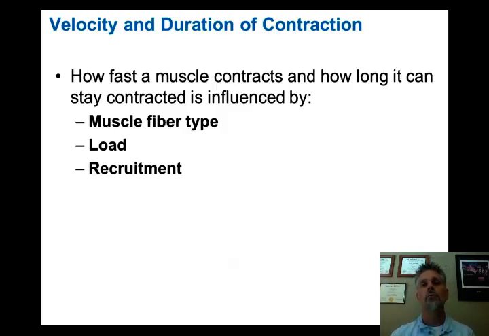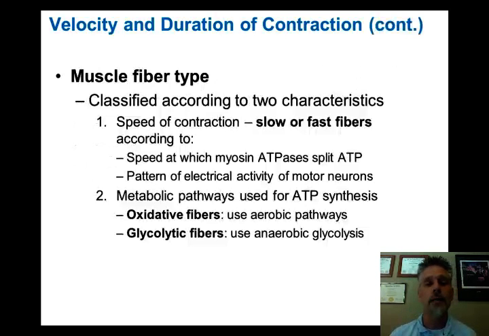Okay, so we talk about the force it can produce, how long it can act, and how fast it can contract as well. These things have to do with muscle fiber type, the load, and the recruitment. The muscle fiber type is interesting because remember, muscle fibers are muscle cells. So a muscle fiber and a muscle cell is the same thing. And in fact, there are different types of muscle cells. There are two characteristics which get them classified. There are either fibers that are slow or fast twitch fibers, and there are fibers that are called oxidative or glycolytic, depending on how they use their ATP.